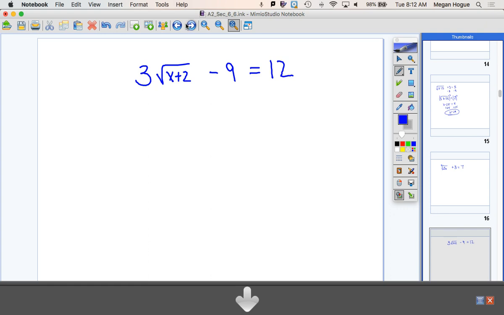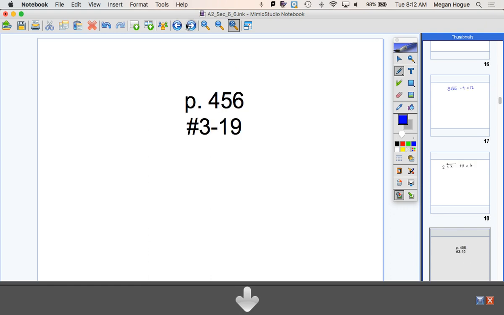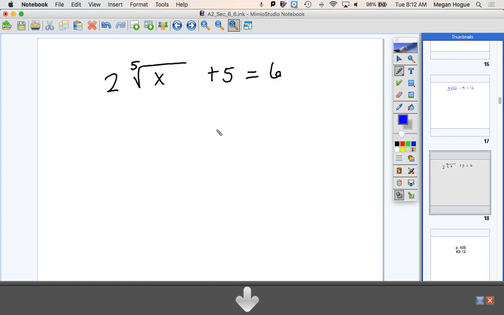Let's see how many more I had. Let's do this one. Then we'll call it good. You can start your homework. I've got 2. 5th root of x plus 5 equals 6. So we haven't seen this happen yet. 2 5th root of x plus 5 equals 6. Kelton, what do you want to do first?